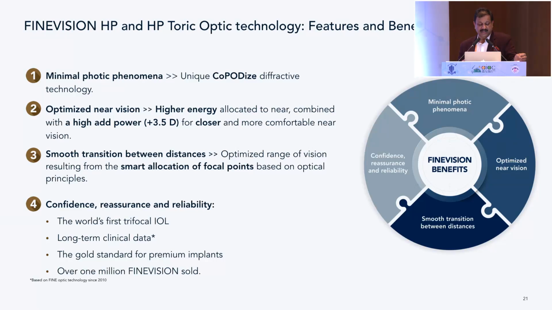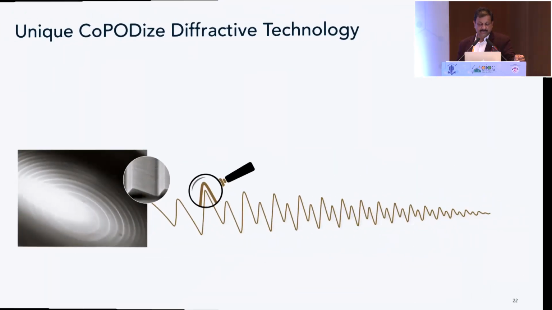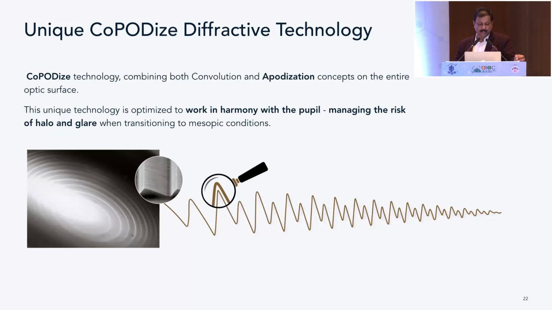The second advantage with this lens is the near vision. I think this near vision outscores all the trifocals, because it has an add of 3.5, and at the same time there is a higher energy allocation for near vision. And it has a very smooth transition between distances, that means intermediate, near and distance, and that is what gives you a continuous range or unified vision all throughout the distances. So this is what we actually mean with the co-pod design.